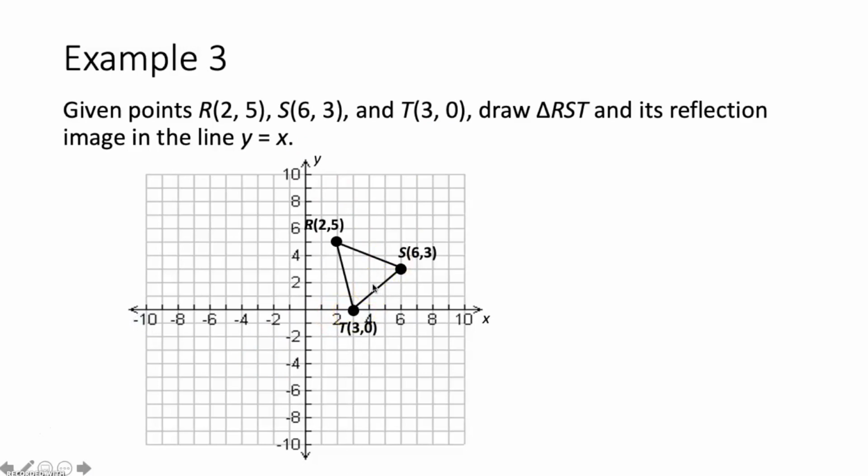So now we need to reflect it in the line or over the line y equals x. So where's that line? Remember, it's got a y-intercept of 0 and has a slope of 1. So it looks like that. Oh, I see what's different. Our line of reflection actually goes through our figure. So how is it different? It's not.